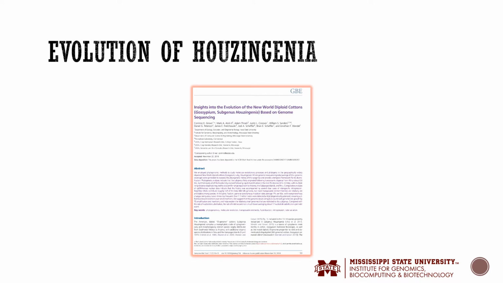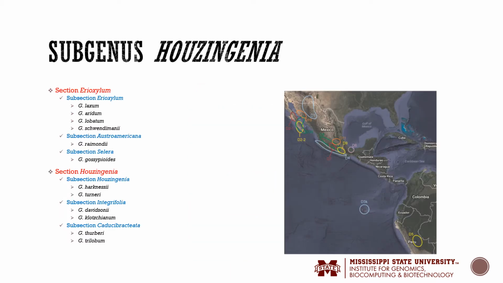And now I'd like to discuss a study that we published in 2019 in Genome Biology and Evolution. This study was focused on the evolution of the subgenus Houzingenia, the D genome cottons. The Houzingenia can be further divided into sections and subsections, as shown here. Note that Gossypium raimondii, the species most similar to the D genome parent of the AD allopolyploids, is in a subsection by itself.